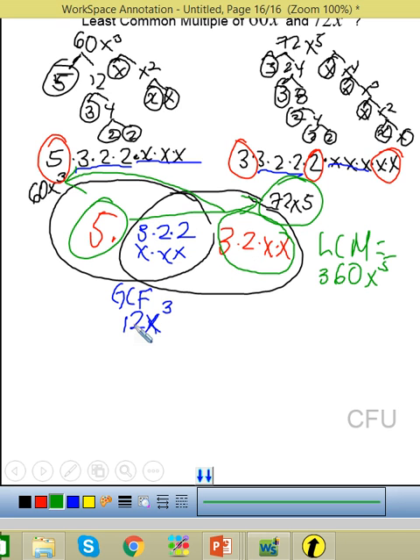No, this is 12. And then 12 times 5, 60 times 6. To find the LCM, all you have to do is multiply all these straight that way. That's it. Or use the shortcut. 5 times that is that. This times that is that. We got it? Okay, let's do another one.